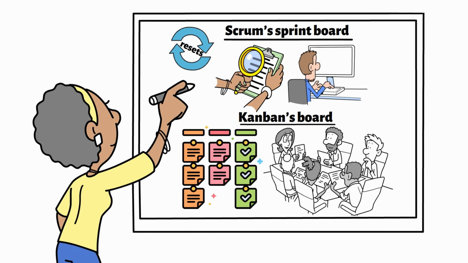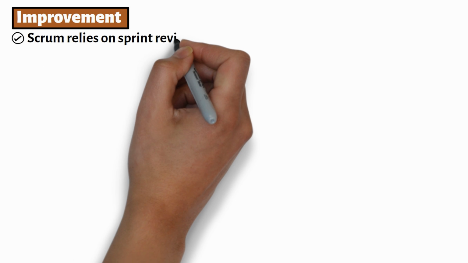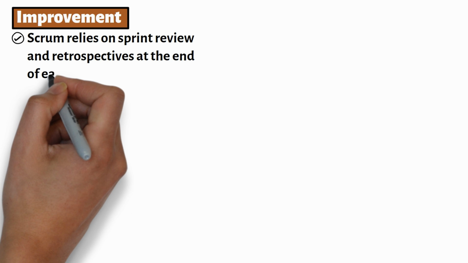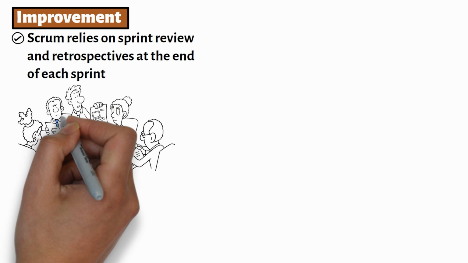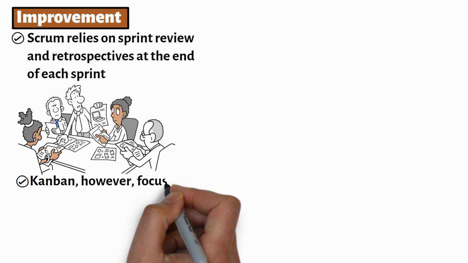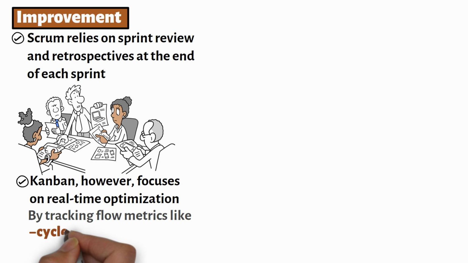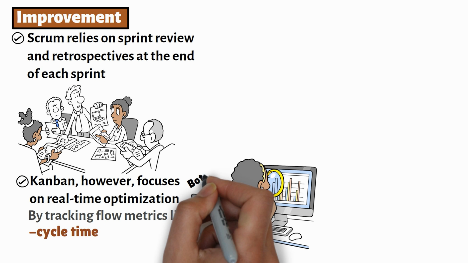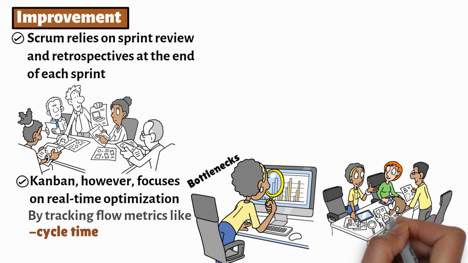The way each framework handles improvement is another key difference. Scrum relies on sprint review and retrospectives at the end of each sprint. These sessions allow teams to gather feedback, reflect on their performance, and decide on actionable changes for the next sprint. Kanban, however, focuses on real-time optimization. By tracking flow metrics like cycle time and identifying bottlenecks as they happen, Kanban teams continuously fine-tune their process without waiting for a formal review.